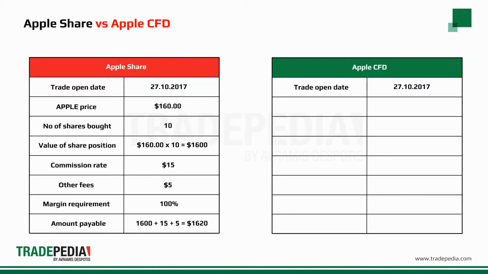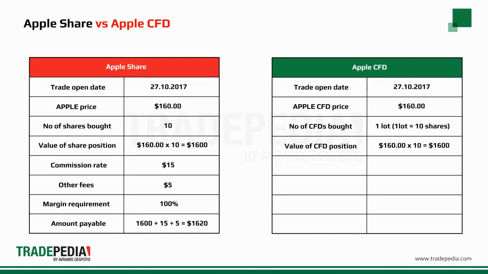We also bought on the 27th of October one lot of the Apple CFD, where one lot equals 10 shares. So in order to buy 10 shares, we need to buy one lot at $160. The value of our position equals again 10 times 160 equals $1,600, same as its share equivalent. With a commission rate of $0 and no other fees, we would be charged nothing.